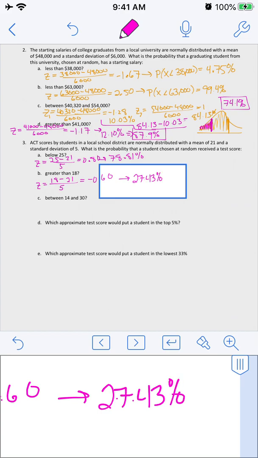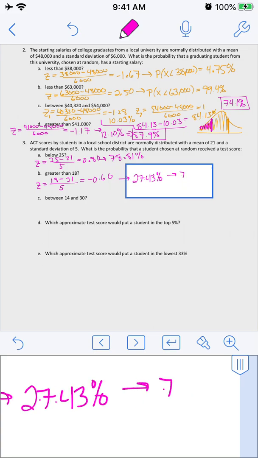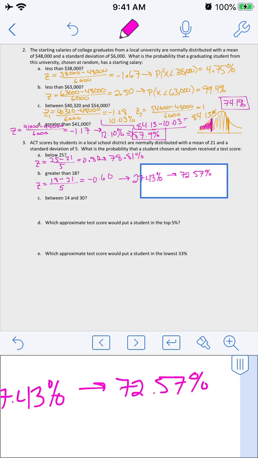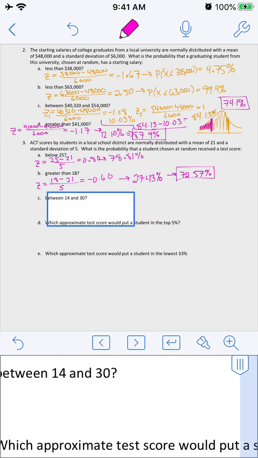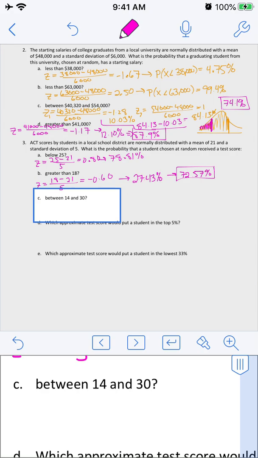Oh, right, it's greater than. Greater than 18 means I have to take it away from 100, because this is showing me less than. I want to make sure I did that right. Yep, and that's where I'm getting the 72.57% for greater than. All right, between 14 and 30.